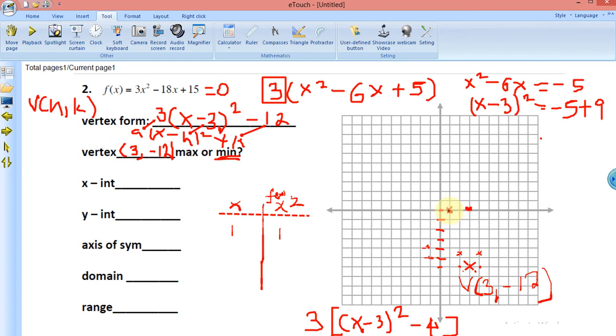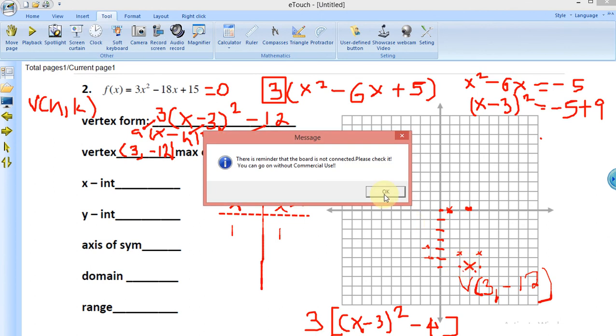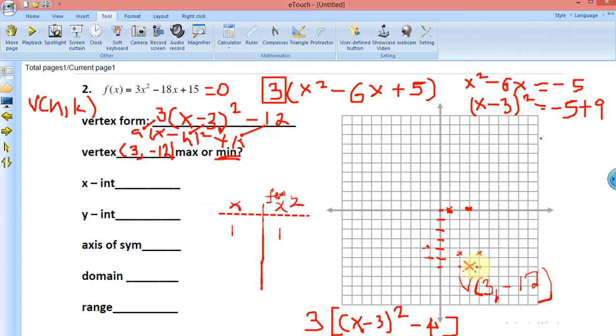But let me confirm that again. When x equals 1, 1 minus 3 is minus 2. Minus 2 squared is 4. 3 times 4 is 12. So it's 0. So definitely this is 3 here, 2, 1.